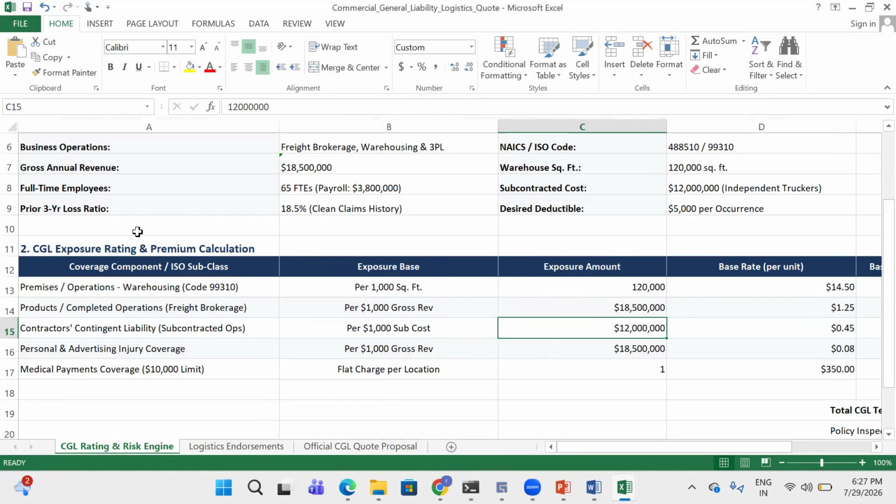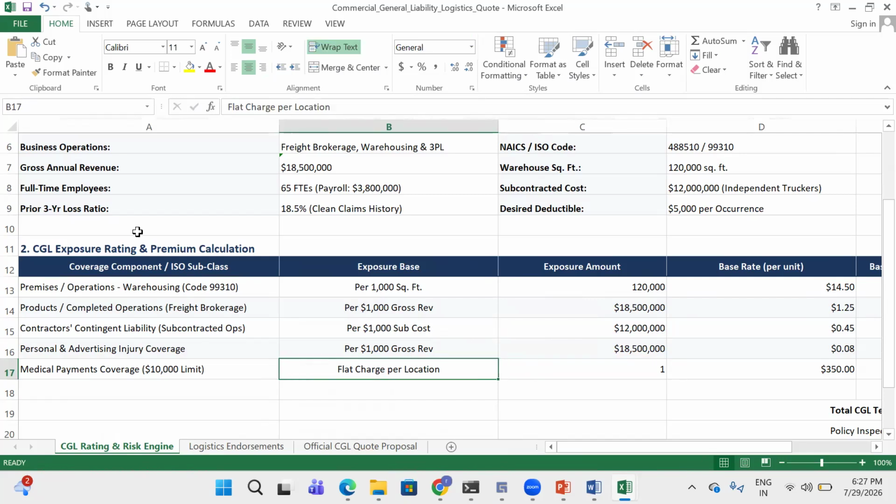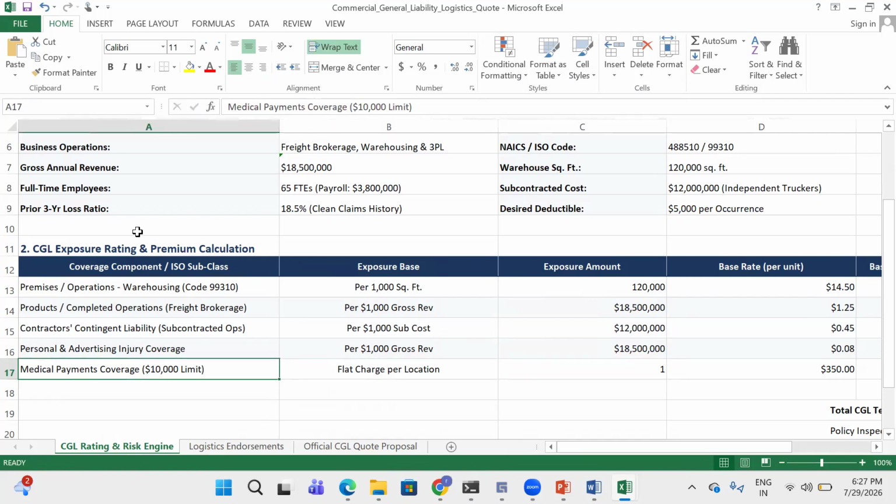Here, this is taken even for contractors contingent liability, including personal advertising and all. Medical payment coverage, anyway, we have taken as one, because these are flat charges per location. So the limit will be this, because the fundamental understanding with any insurance coverage is that as long as we are increasing the coverage, your premium will also increase. That is the fundamental rule.